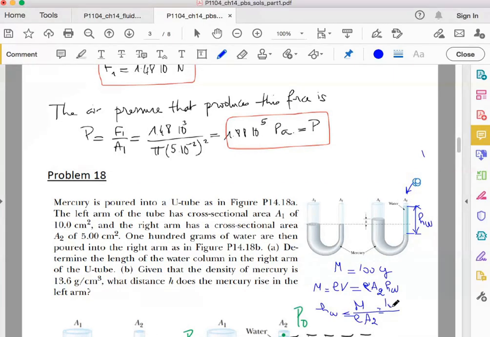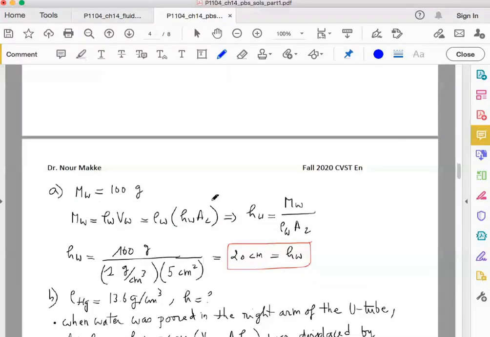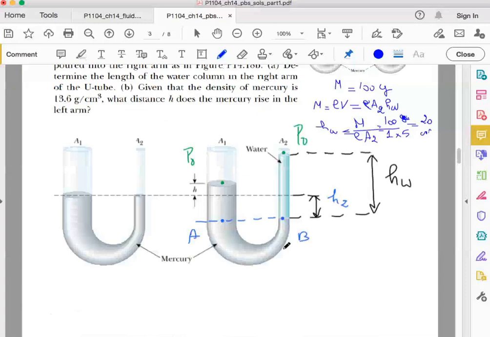The mass is 100 grams divided by rho, which is 1 gram per cubic centimeter, multiplied by A2, pardon, which is 5. Okay, so you end up with, so this is 500 grams, forget this. So you end up with 20 centimeters. Okay, so this is the height of the water in the right arm of this U-tube. So you got H water equal to 20 centimeters, which I wrote above and now wrote below. Okay. So that was the first question.